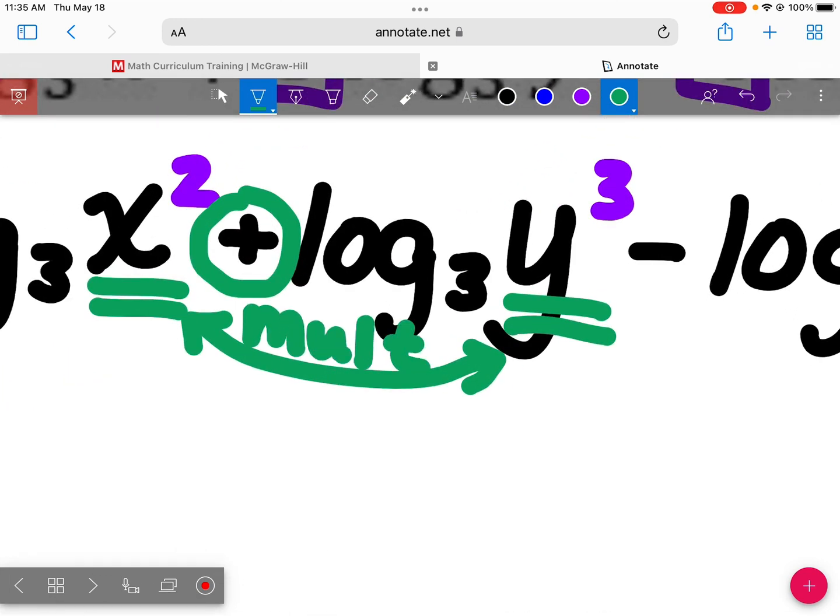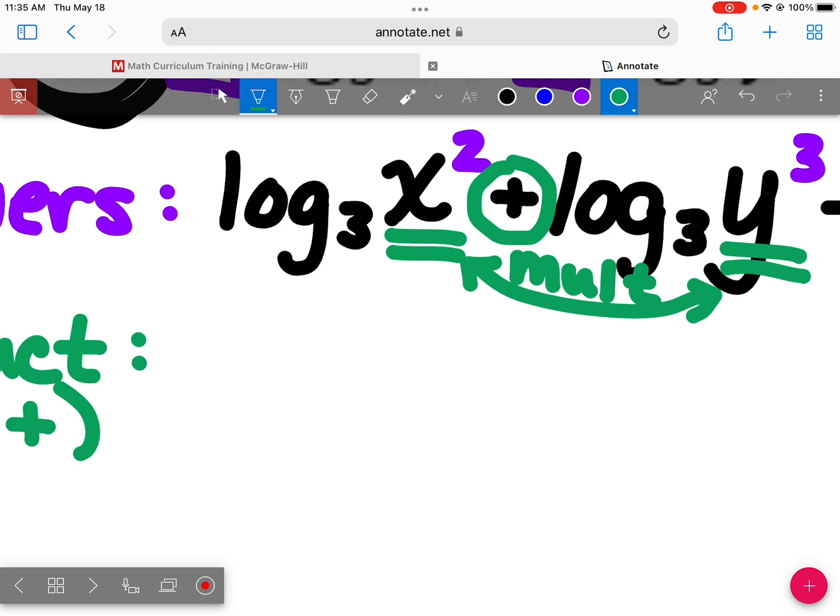Is it after a plus sign? Then we're not dealing with that yet. We'll deal with that in a minute. This is when we're condensing. Only for condensing. Product, look for plus.